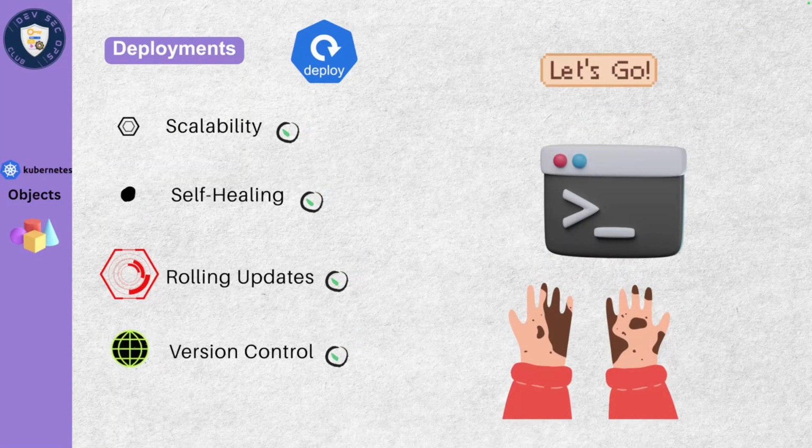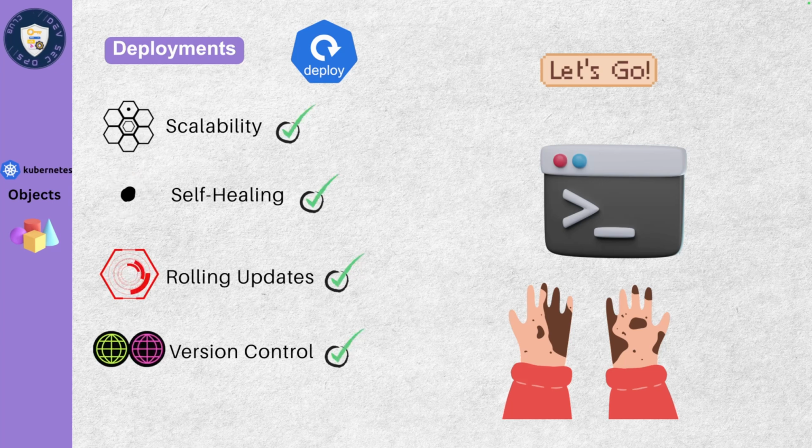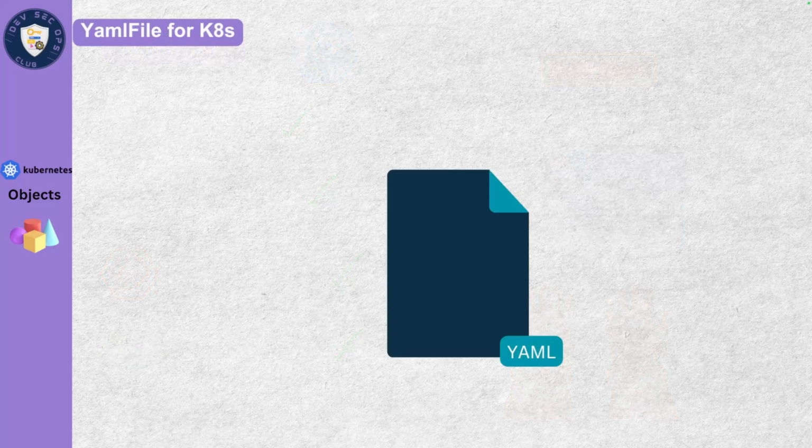So yeah, before we go ahead and actually get our hands dirty, one more important thing, which is YAML for Kubernetes, right? Let's see what YAML is in Kubernetes. YAML files are used to define and configure various objects like pods, deployments, services, config maps, all the objects which I showed you before.